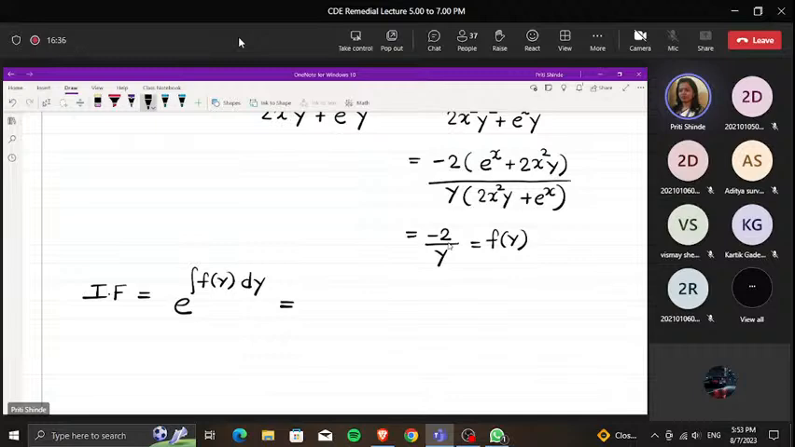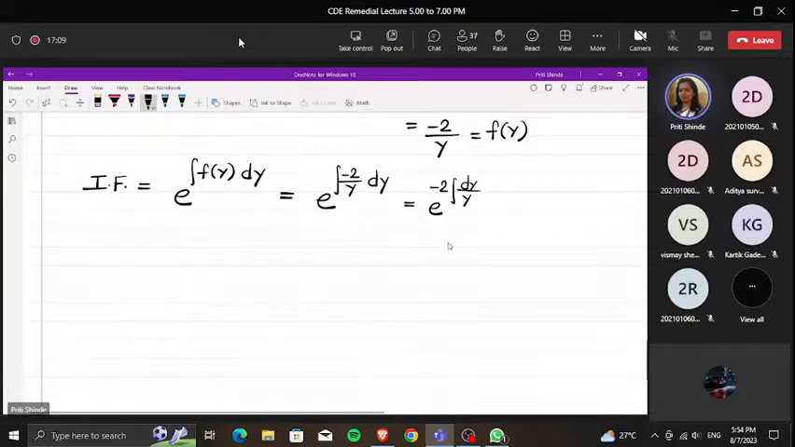Integrating factor is not minus 2 by y. Since it is a function of y, you have to find the integrating factor by using this formula. So just remember the standard steps. e raised to integration of minus 2 by y dy. So e raised to minus 2 is constant, integration of dy upon y. You know that integration of 1 upon x is log x. Instead of x, my variable is y. So here integration is e raised to minus 2 times integration of 1 upon y, which is log y.